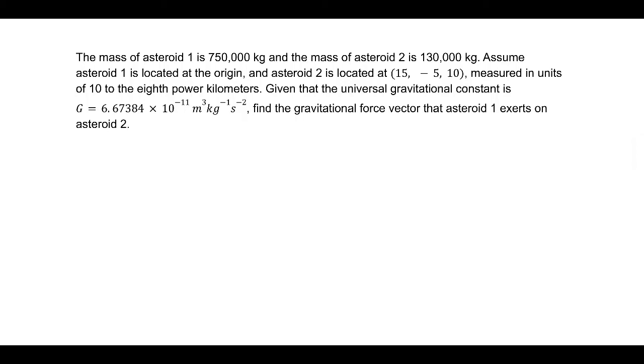Given that the universal gravitational constant is G equal to 6.67384 times 10^-11 meters cubed times kilogram^-1 times seconds^-2, find the gravitational force vector that asteroid 1 exerts on asteroid 2.